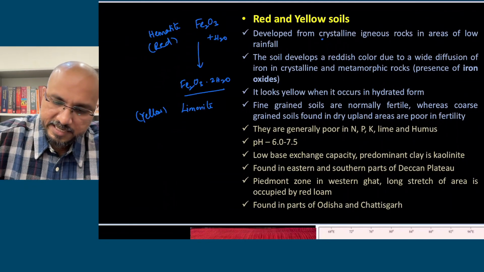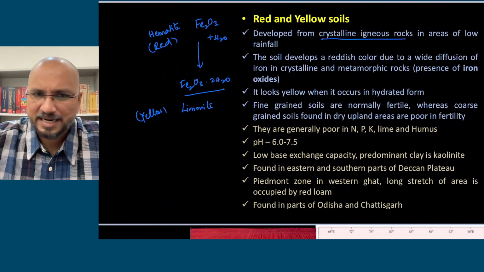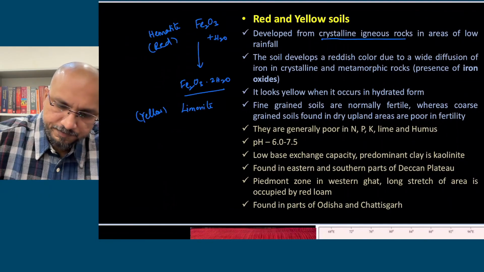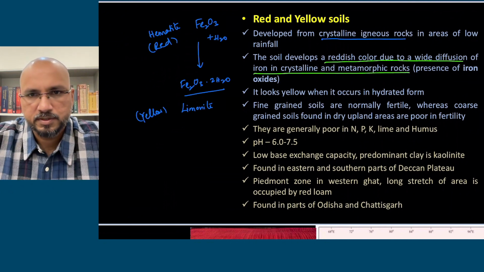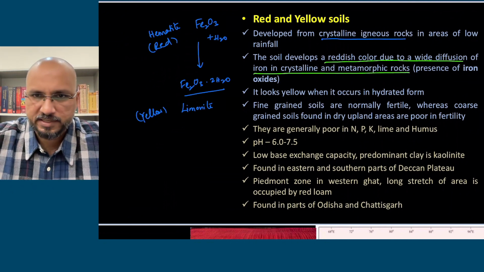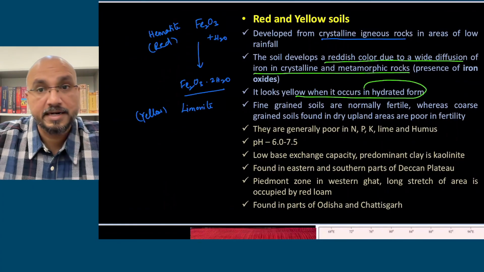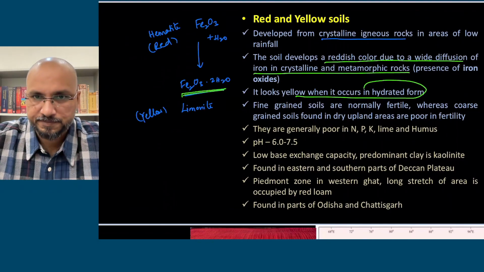So developed from crystalline igneous rocks, so granite can be one of the parent rock, or it can be formed from weathering of sedimentary rocks also. Sandstone can also give you red soils, right? So soils develop a reddish color due to wide diffusion of iron in the crystalline and metamorphic rocks. So because of the presence of iron oxide, the red color जो iron oxide की वजह से है. So it looks yellow when it is in hydrated form. देखो yellow hydrated form है 2H2O. So this water is in the crystal structure. So limonite की वजह से वो yellow color आता है.